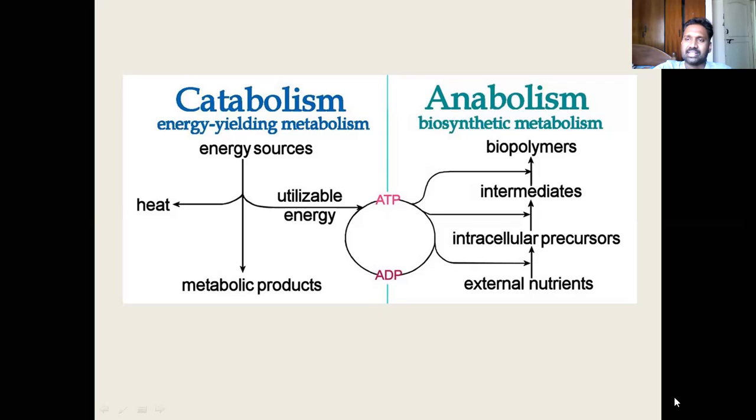Anyways, I hope you understood this catabolism and anabolism. Of course, we'll study a lot of reactions under catabolism, so you can understand more later also. But at this point, it's like this.